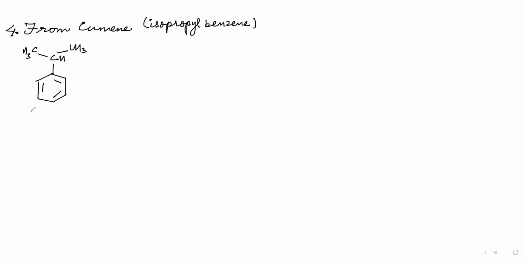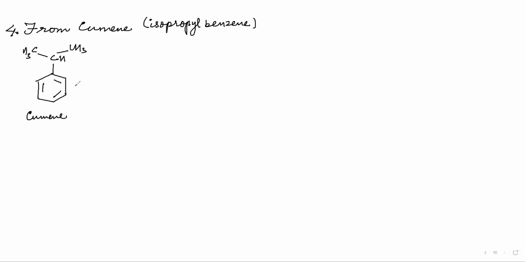Cumene is a commercial name. The chemical name of this cumene is isopropyl benzene. So how does isopropyl benzene look? You have a benzene ring. You will attach a carbon here, and this carbon will be attached with two different carbons, CH3, CH3. Now this carbon will have one more H, correct? So this is cumene.